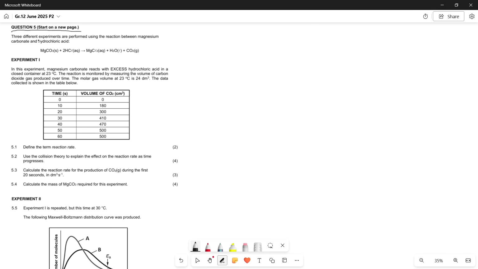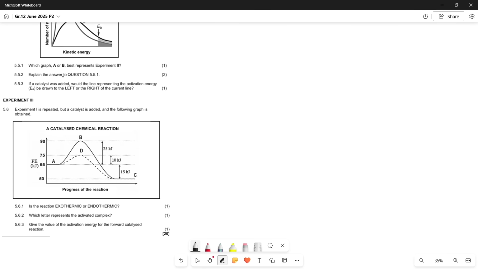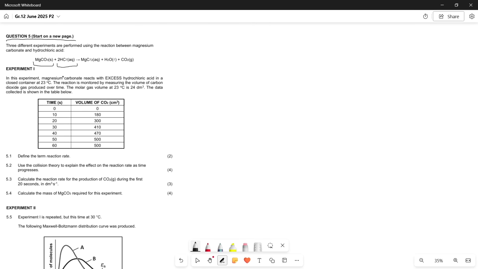So it says 3 different experiments are performed using the reaction between magnesium carbonate and hydrochloric acid. Okay, so we have our magnesium carbonate over here and hydrochloric acid over here. Okay, and we form our MgCl2, our H2O, and our CO2 over there. So we have 3 experiments in this question. Okay, so we're about to break them down one by one.